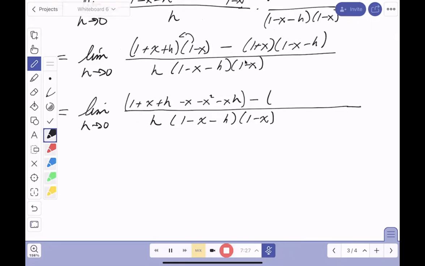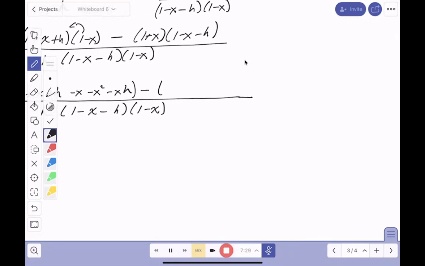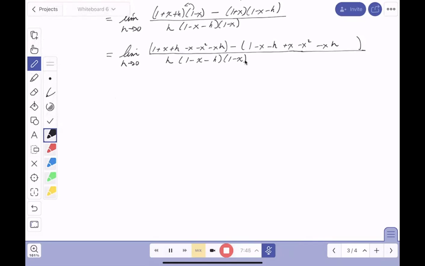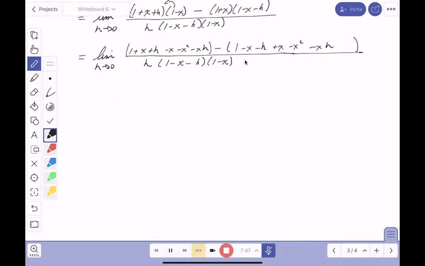oh boy, this is going to be a tough one. Well, I'm going to distribute the 1 across. 1 minus x minus h. That's fairly simple. I'm going to distribute the x across that. What do you get? Plus x minus x squared minus xh. It looks like a nightmare. No doubt about it. Here's the deal. There are no nightmares. Everything's going to work out.